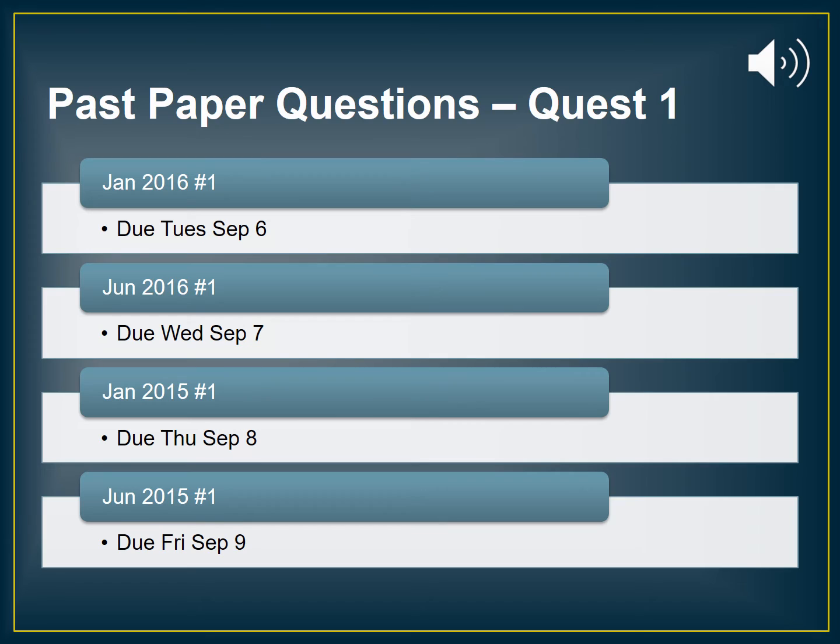The questions set for Quest 1 are as follows. January 2016, number 1, due Tuesday, September 6th. June 2016, number 1, due Wednesday, September 7th. January 2015, number 1, due Thursday, September 8th. June 2015, number 1, due Friday, September 9th.